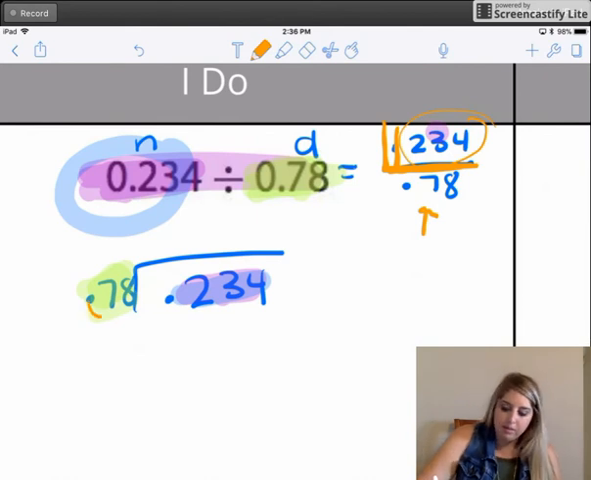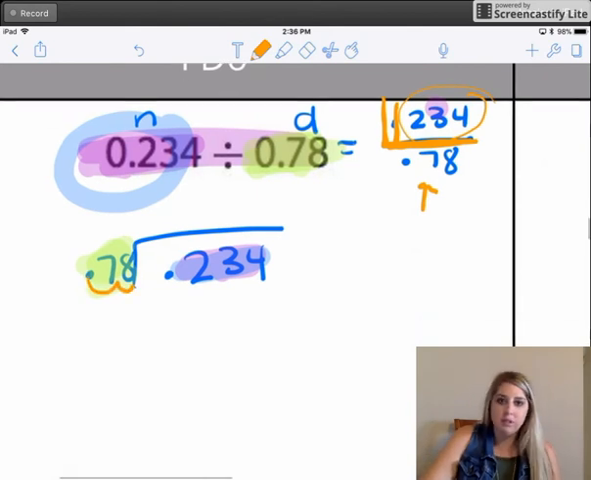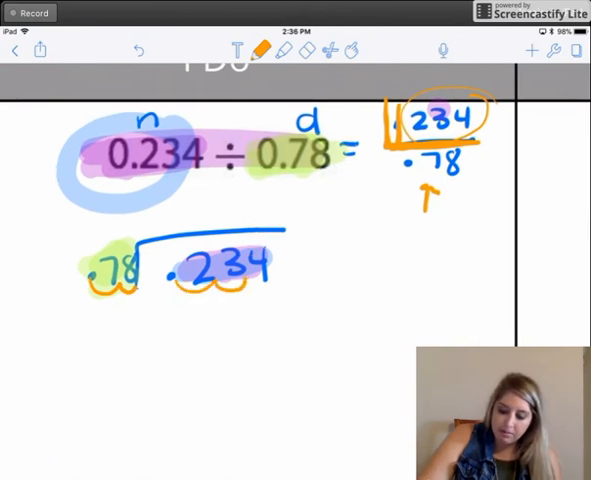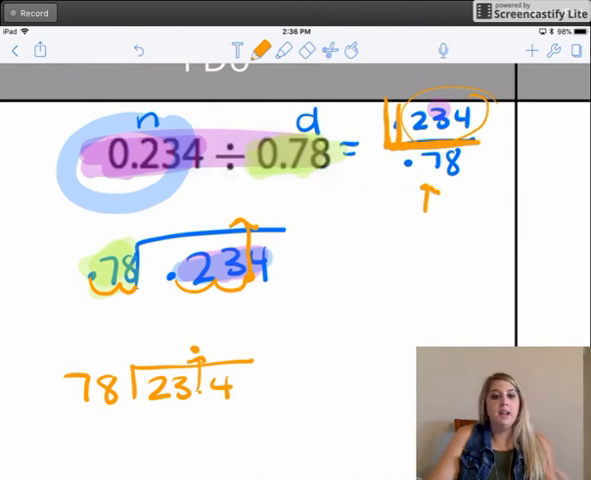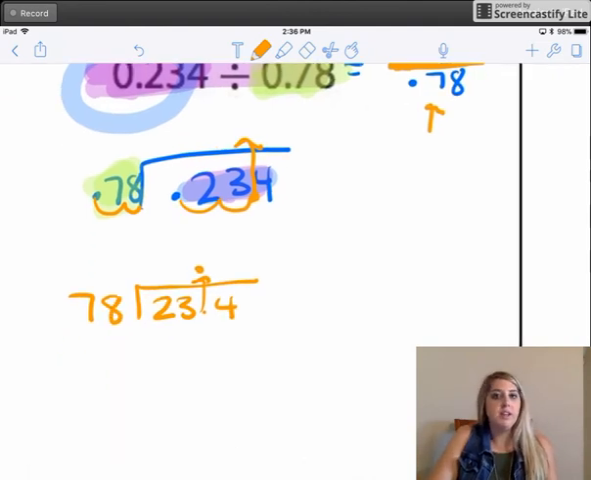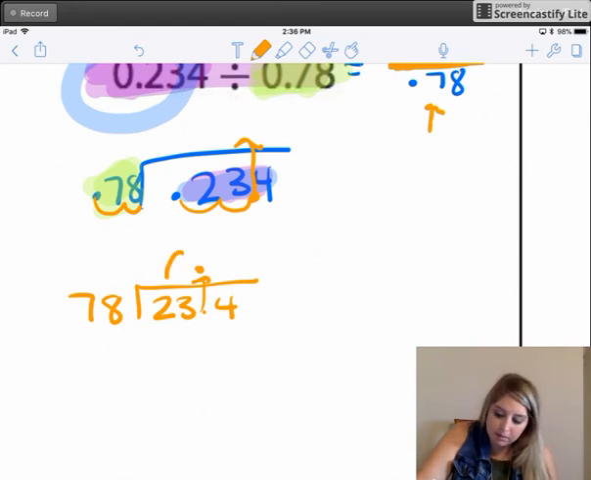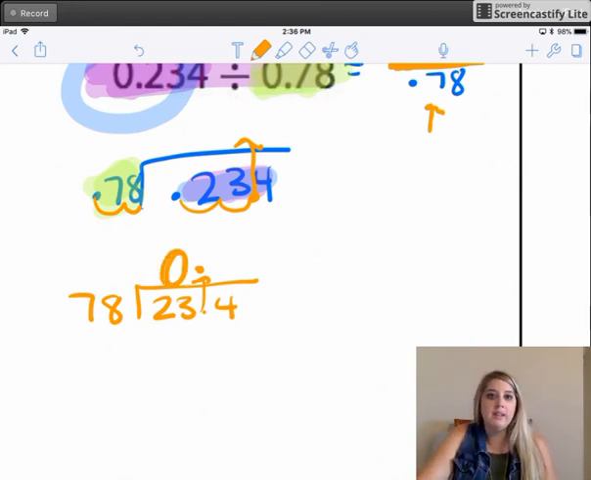So I'm going to move the decimal place over 2. I'm going to move the decimal place over 2 and rocket it up. So my new problem would be 23.4 divided by 78, rocket it up. And now I can do this division. 78 doesn't go into 23, so I'm going to have to put that 0 as a place value holder in front. And then I'm going to say, how many times can 78 go into 234?